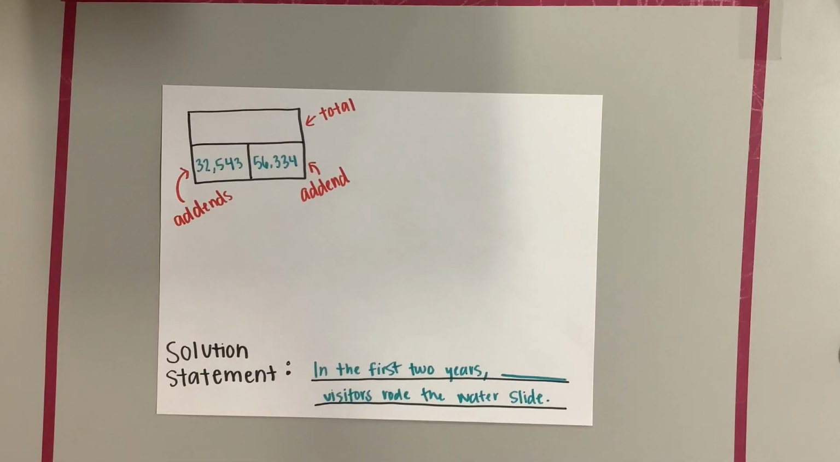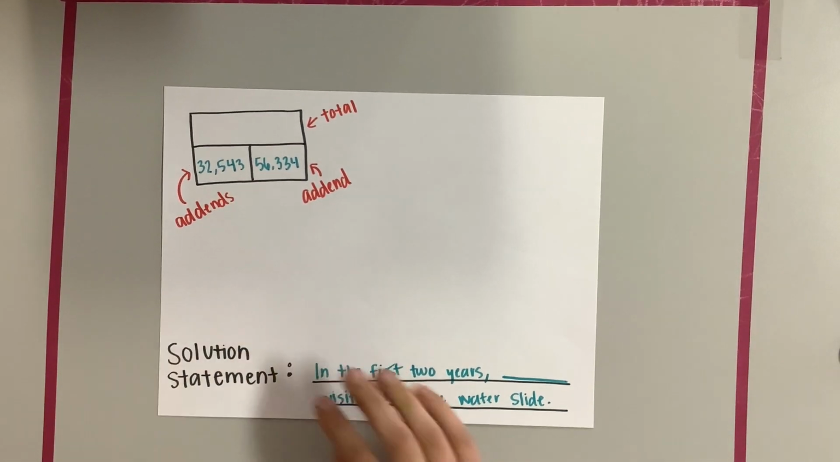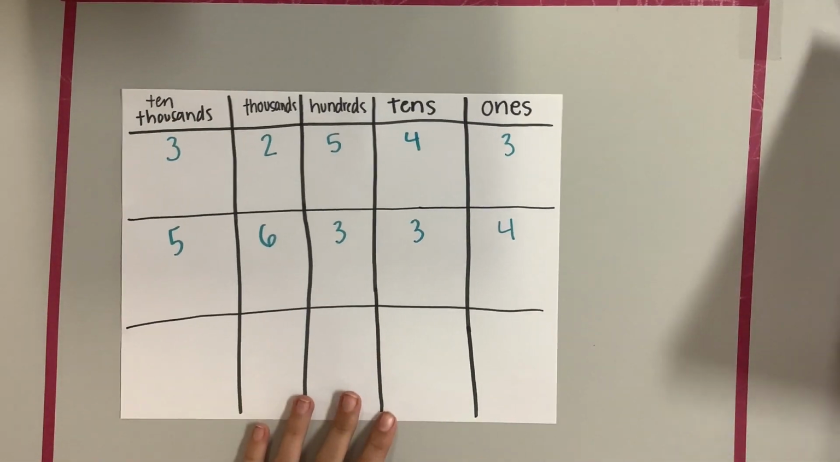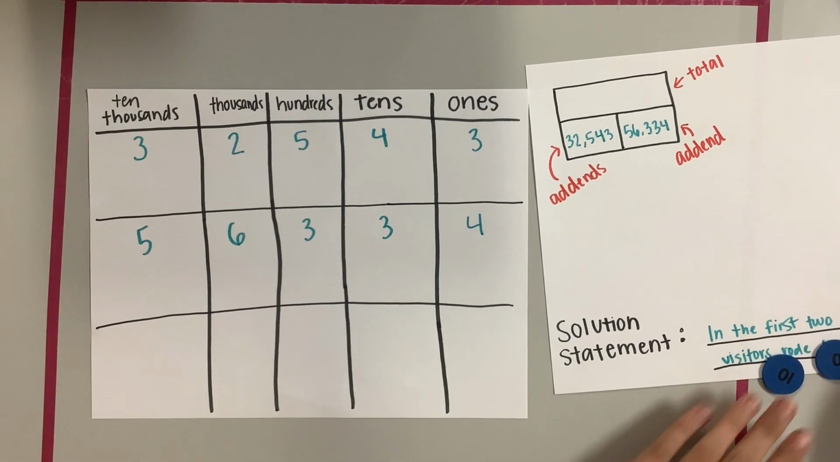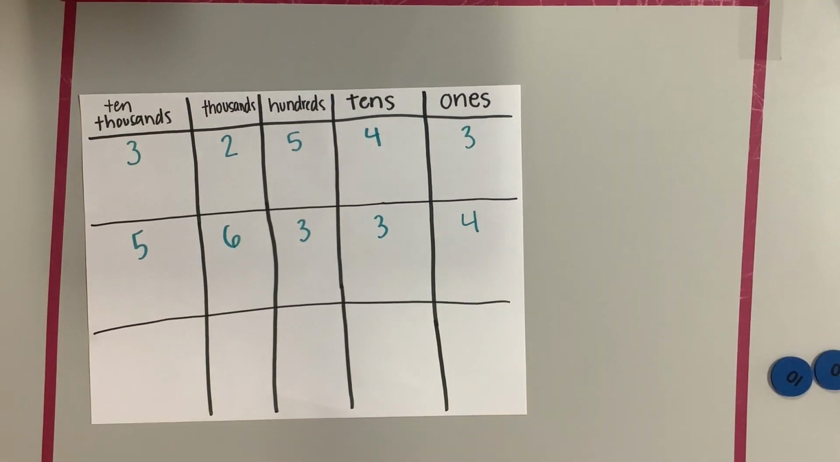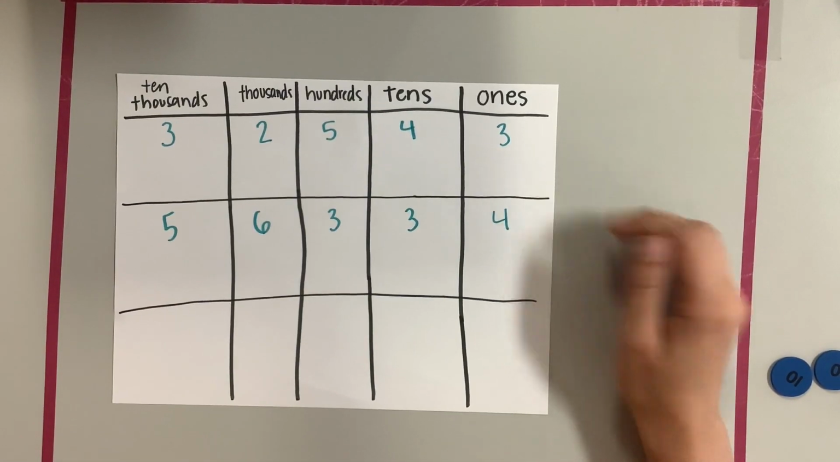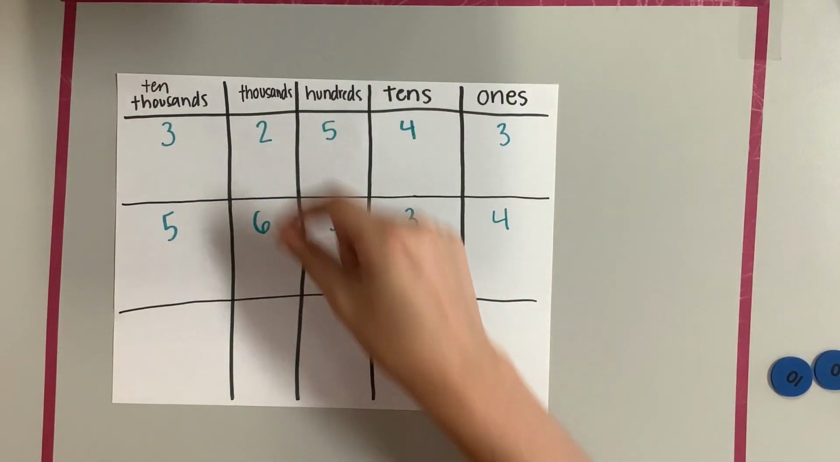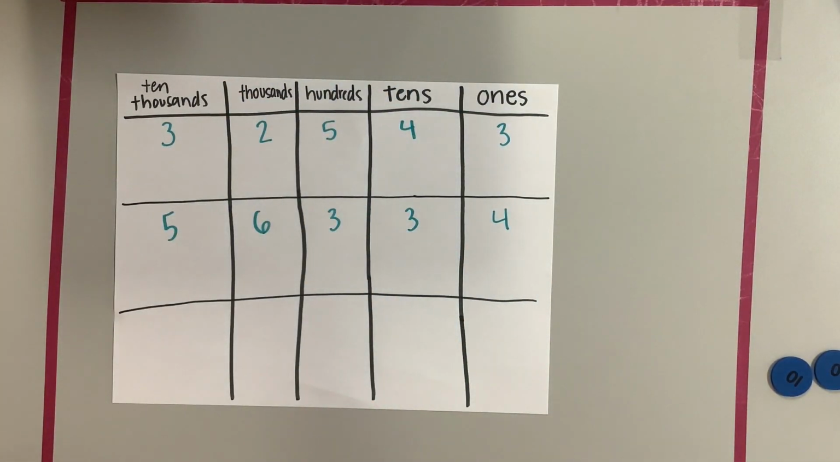It's time for us to start solving. The first thing I'm going to do to solve this problem is I'm going to line these two numbers up by place value. So I went ahead and did that right here. So now that I've lined those all up by place, I'm going to add each place together. I'm going to add my ones together, my tens, my hundreds, my thousands, my 10,000s.